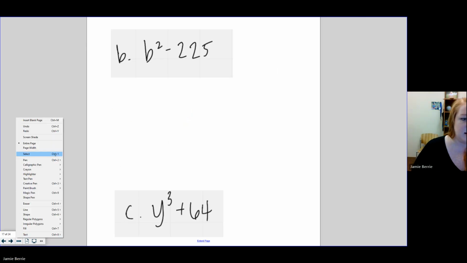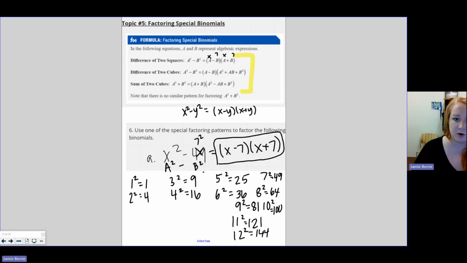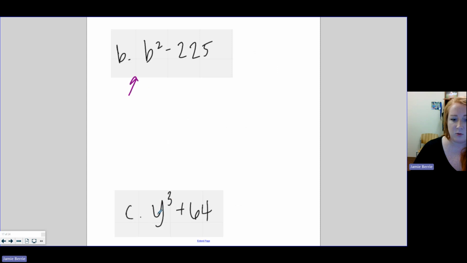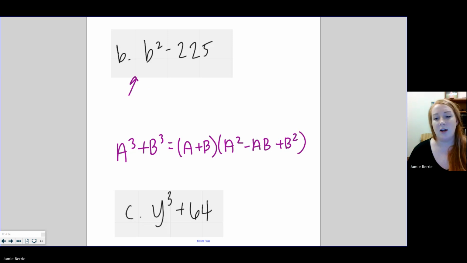All right, I'm going to skip this one because it's very similar to the one we just did, very similar to part A. Let's look at C, y cubed plus 64. That's a sum because you're adding, so it's a sum of cubes. You see the cube there, that's the tip-off. So let's write our formula. A cubed plus B cubed is A plus B times A squared minus AB plus B squared.